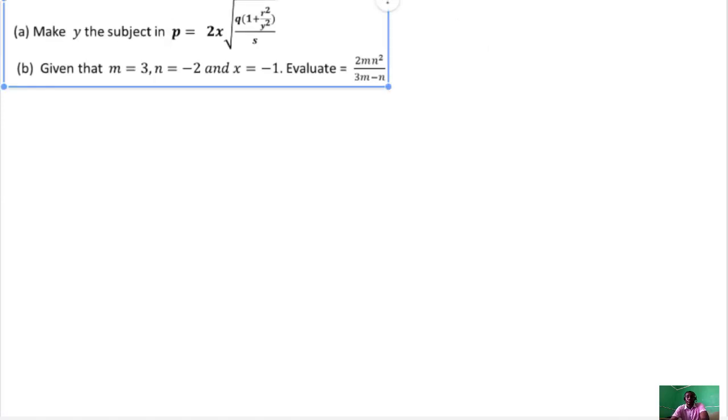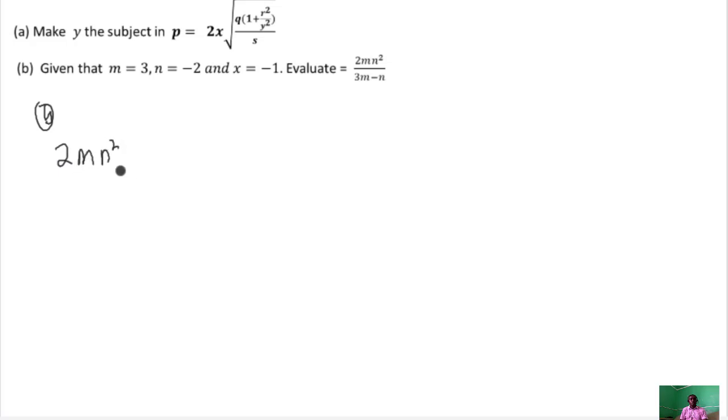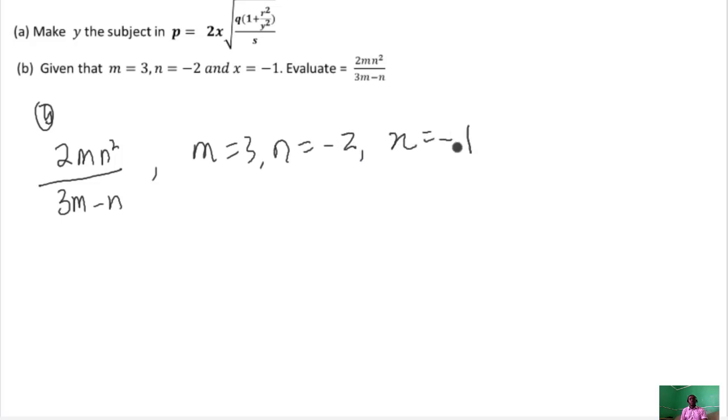Let's go to B. So we have question B: we should evaluate 2mn square over 3m minus n, where m is equal to 3, n is equal to minus 2, and s is equal to minus 1. We should evaluate this. So let's do substitution.